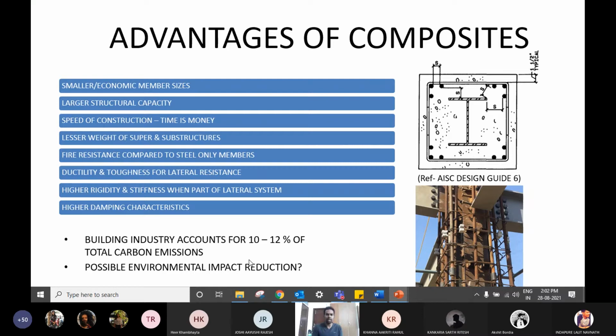The building industry is one of the largest producers of carbon emissions, as we all know, and it accounts for about 10 to 12% of the total carbon emissions. If we want to build something with composites of this nature, we are doing a good thing. You're not building bigger sections. You're reducing the size of the sections, and that reduces the size of all the components through the load paths, ranging to your foundation also. So you're using less cement in this construction, and you're contributing to the reduction of environmental carbon emissions.